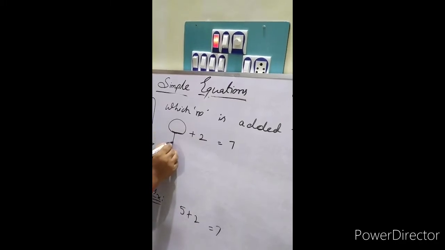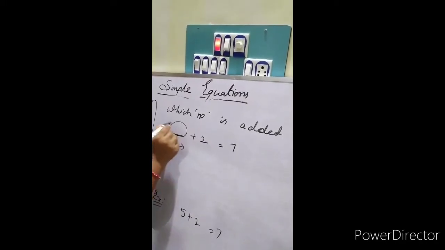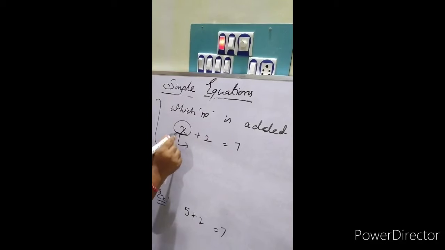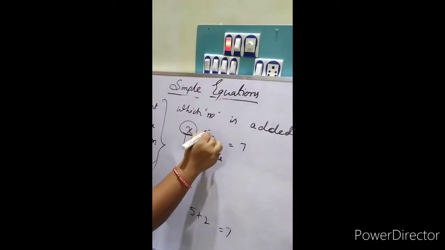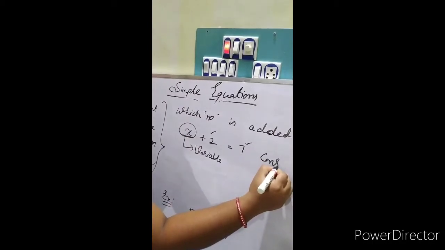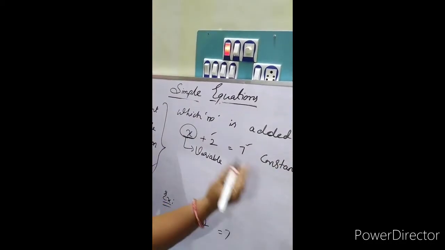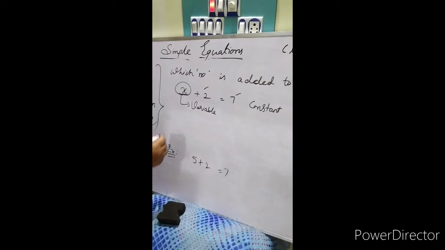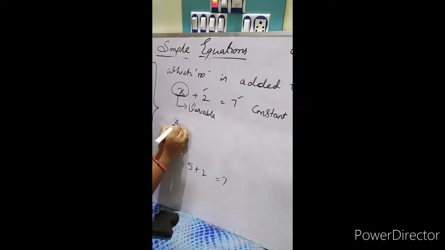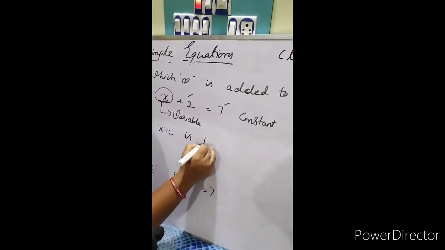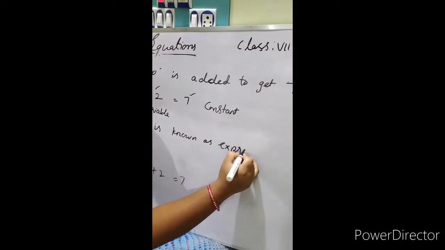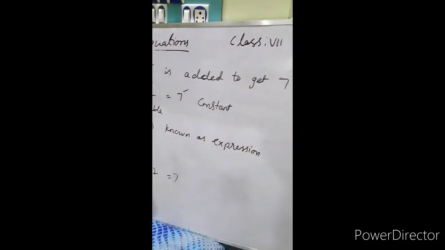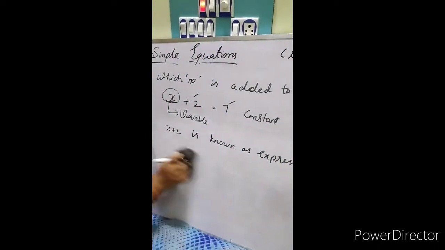So this unknown value is known as a variable. So let us take that X value here. So this is known as a variable. And 2 and 7 are constants. So these are all constant values. So look at here. When you take only X plus 2, it is known as an expression.